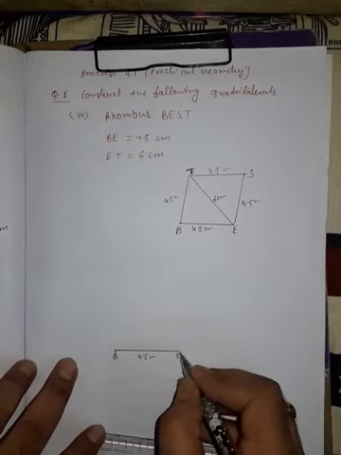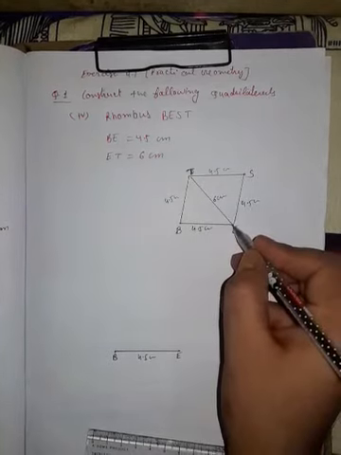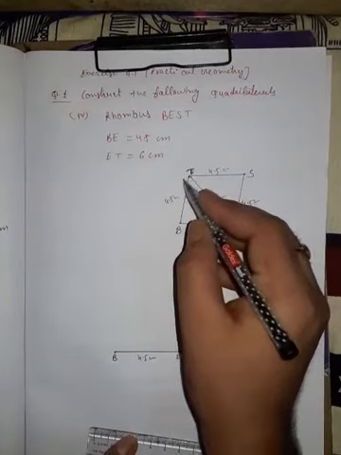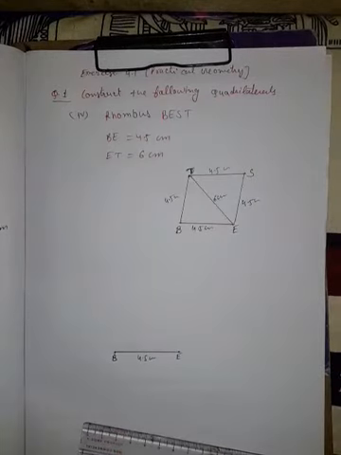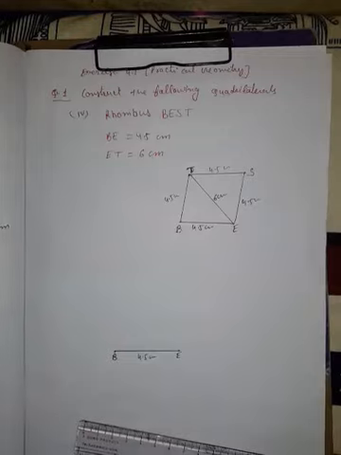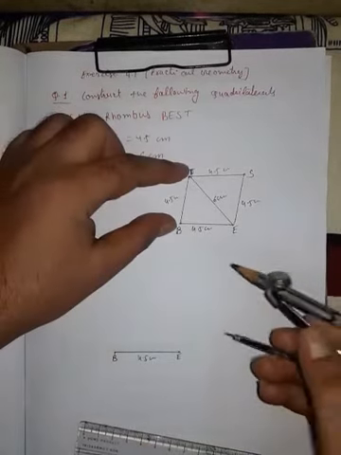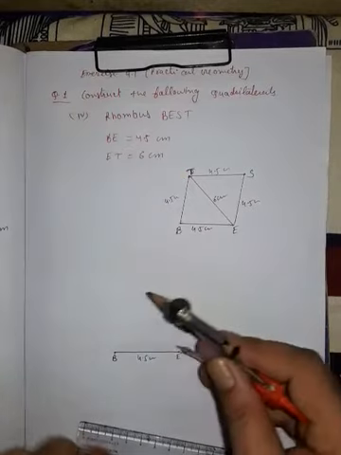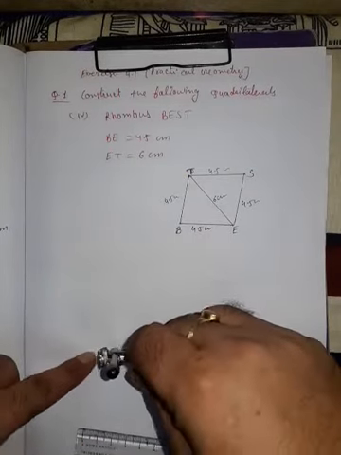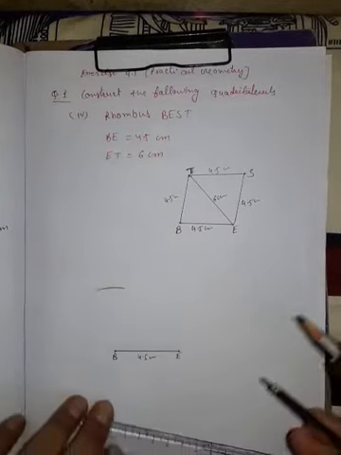From B and from E, both line segments intersect at a point, that is the T point. First we will find out the T point. Now we open our compass. First we will take this part, line segment BT. So we open our compass 4.5 centimeter. This is the length 4.5. From B we are taking one arc. This is 4.5 centimeter.